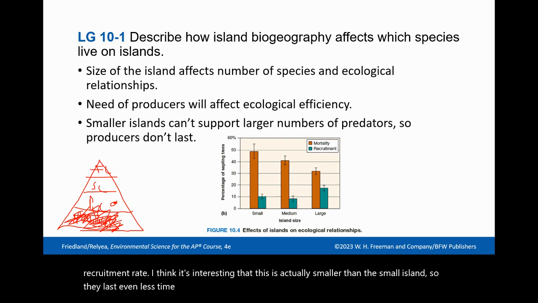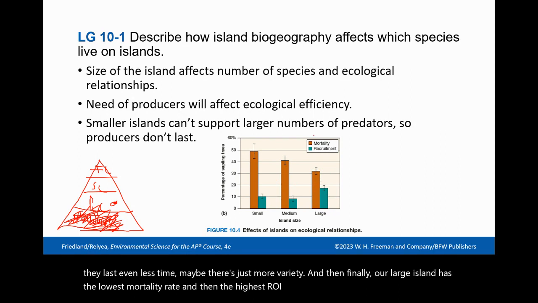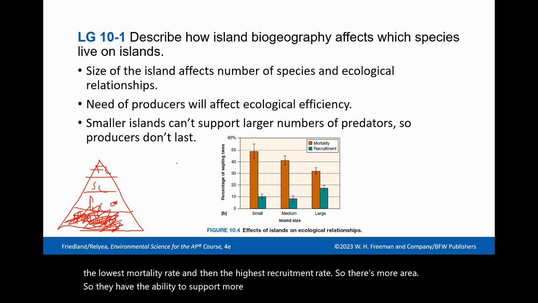I think it's interesting that this is actually smaller than the small island, so they last even less time. Maybe there's just more variety. And then finally, our large island has the lowest mortality rate and then the highest recruitment rate. So there's more area. So they have the ability to support more producers, or at least they're spread out to where it can be a little bit balanced.